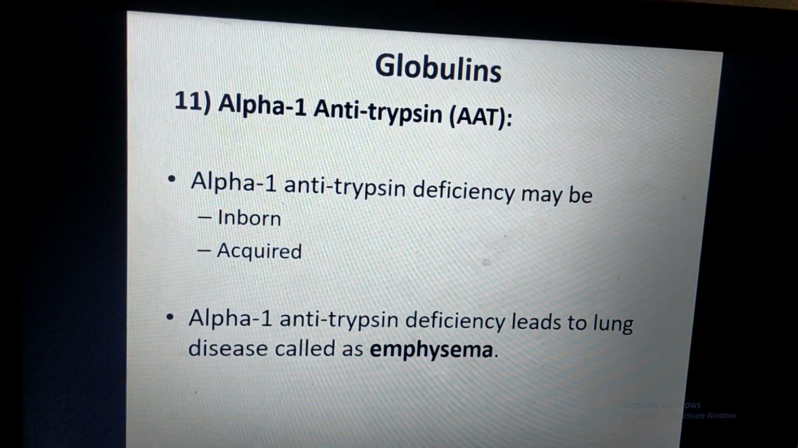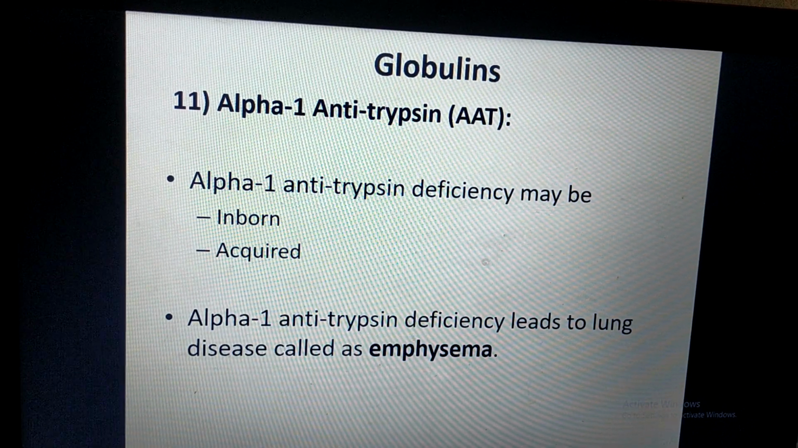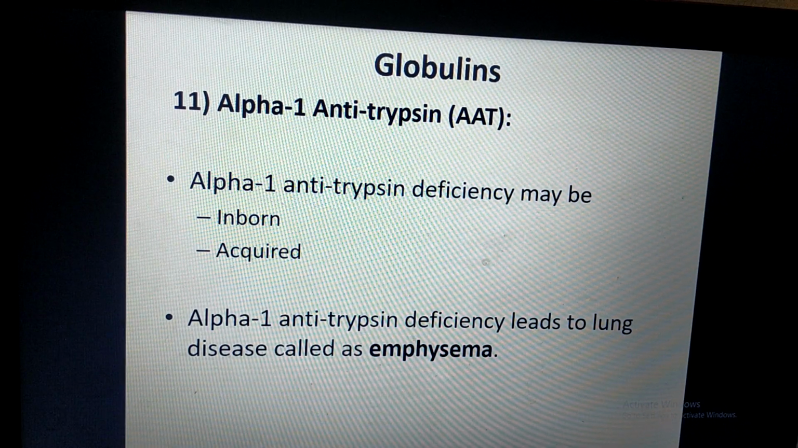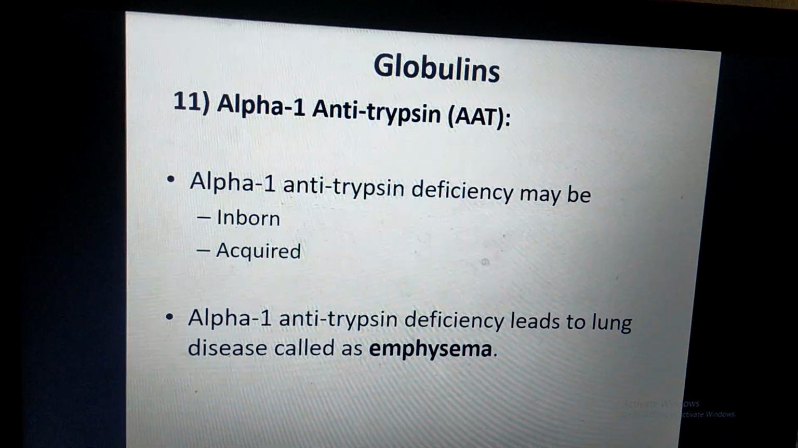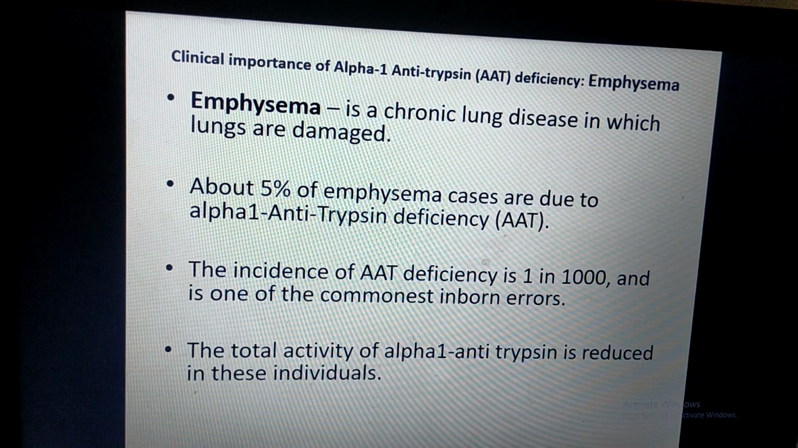Now the clinical correlation. This alpha 1 antitrypsin deficiency is seen as inborn or acquired. When there is alpha 1 antitrypsin deficiency, it may lead to a disease called emphysema. Now what is emphysema? Emphysema is a chronic lung disease in which lungs are damaged. About 5% of emphysema cases are due to alpha 1 antitrypsin deficiency.